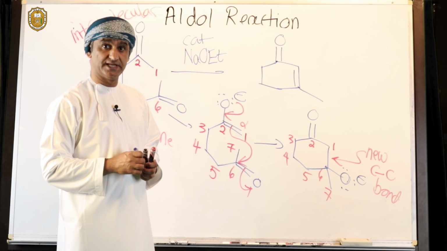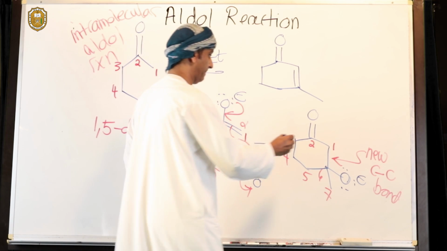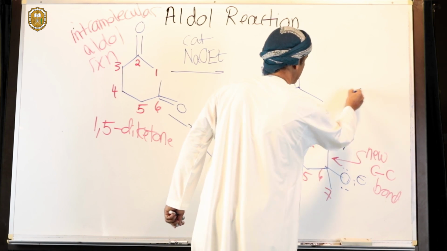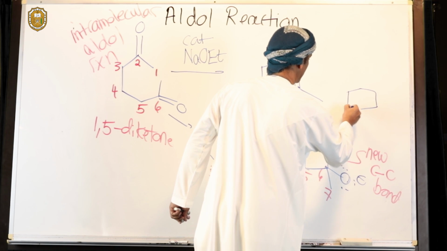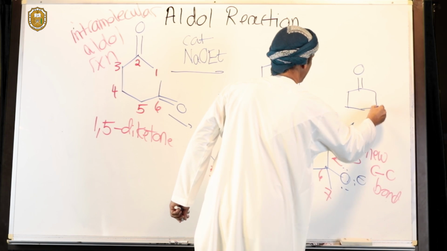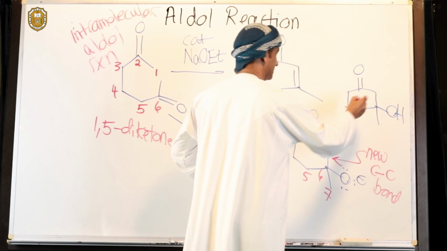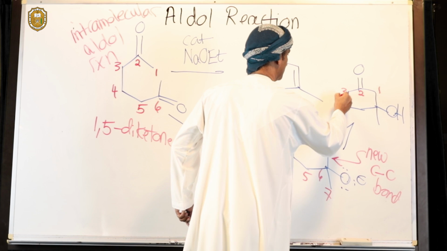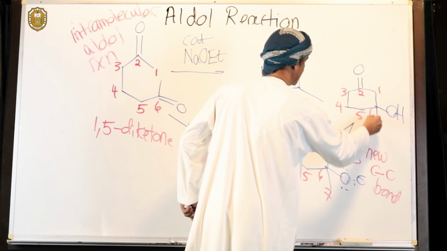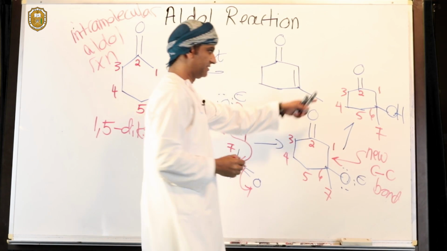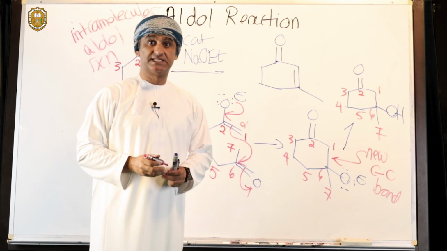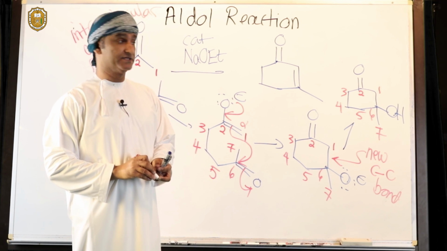This beta-alkoxy ketone should undergo protonation to give a beta-hydroxy ketone initially. So this is the initial aldol product. You can put the numbers again. Number 1, 2, 3, 4, 5, 6, 7. And again, it's the C1, C6 bond that is the new bond that's formed in this reaction.